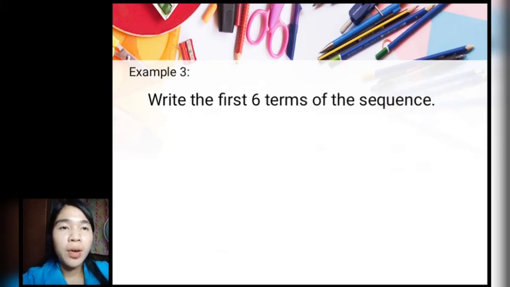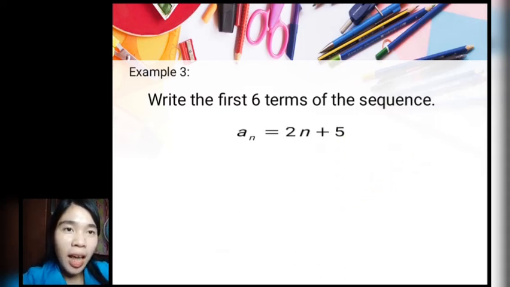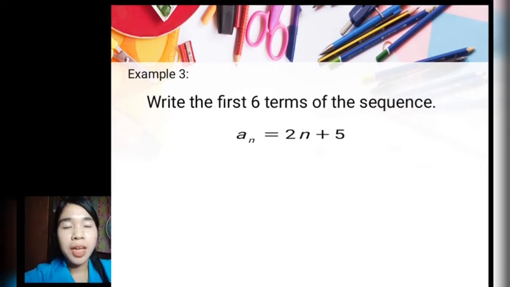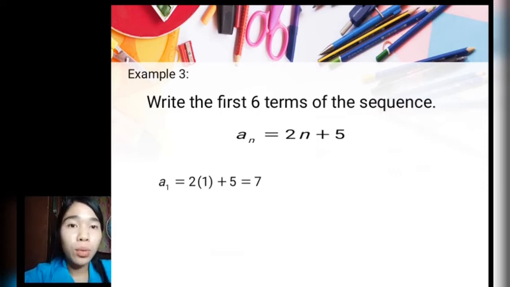problem. So here, we have to write the first six terms of the sequence. a sub n is equal to 2n plus 5. Okay, so we are going to write the six terms of the sequence. So now, first, we get the first term. Let n, the number of the term, be 1. So we have a sub 1 is equal to 2 times 1 plus 5. So 2 times 1 is equal to 2, then just add 5, which becomes 7.